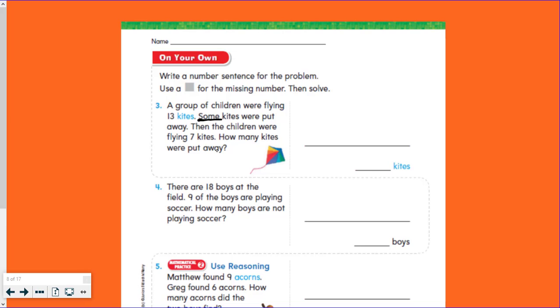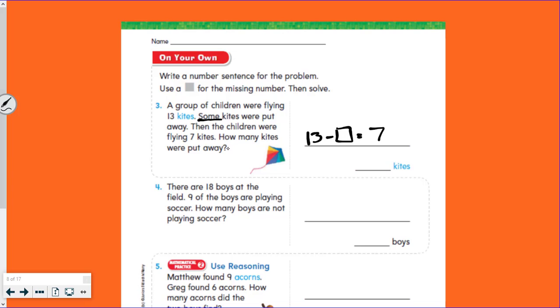Okay, so there's 13 kids flying kites. And then some were put away. So if they're being put away, they're being taken away, right? But we don't know how many they took away. So we're going to put a square and then an equal sign. So then the children were flying 7 kites. So after they put some away, then there's 7. So our missing digit is right here.